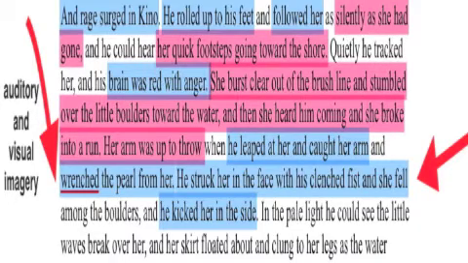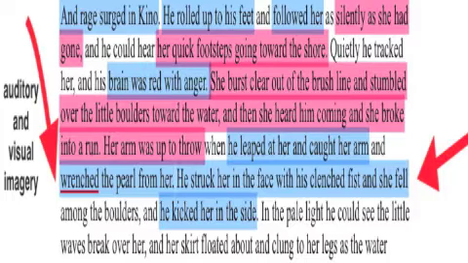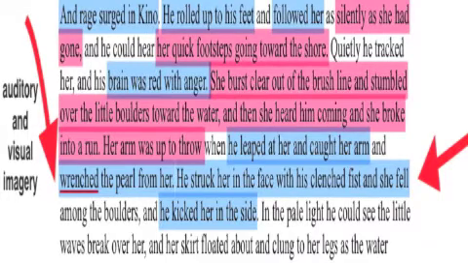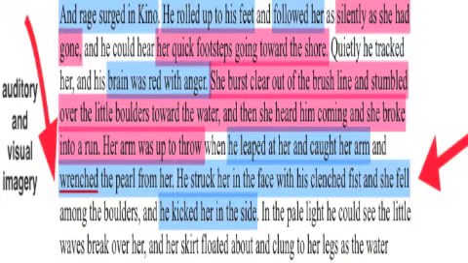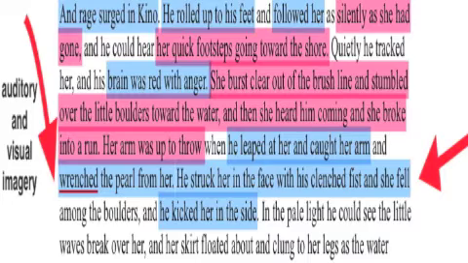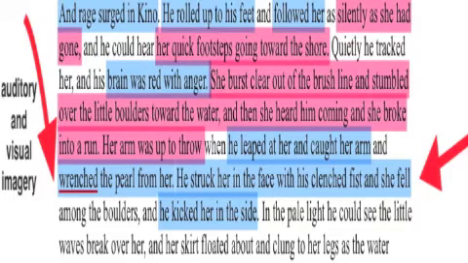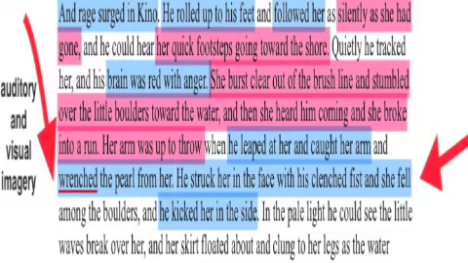But then we take a look at line number 11, where he says, "and the brain was red with anger." This is used to describe Kino. And so this is really strong visual imagery. You can almost picture this man with a red head. And so in this case, we know he's hot. He is burning. He's fuming. You don't want to mess with him. He says his brain was red with anger.